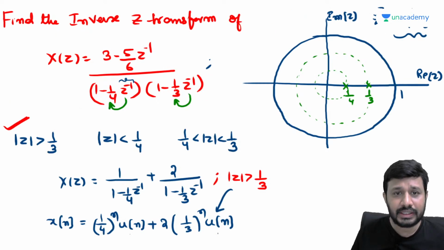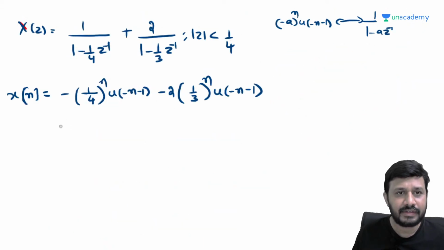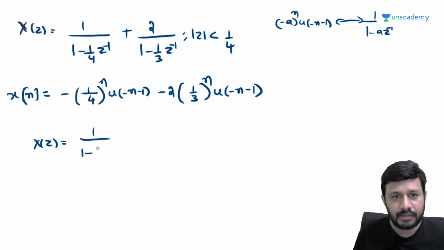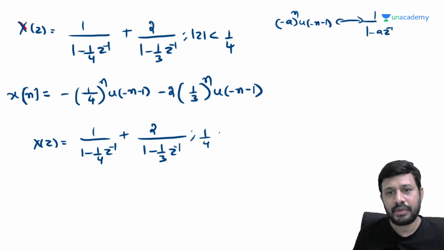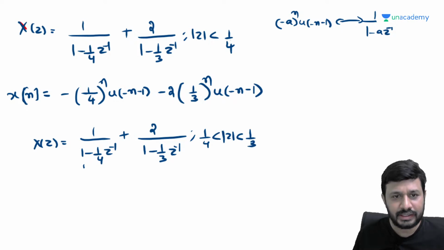Right? Now what is the third one? From 1 by 4 outside, from 1 by 3 inside. Okay, fine, easily I can know. So the third one is x of z is 1 upon 1 minus 1 by 4 z inverse plus 2 upon 1 minus 1 by 3 z inverse, for the ROC 1 by 4 less than mod z less than 1 by 3, meaning the pole 1 by 4 is outside, and the second one is inside.